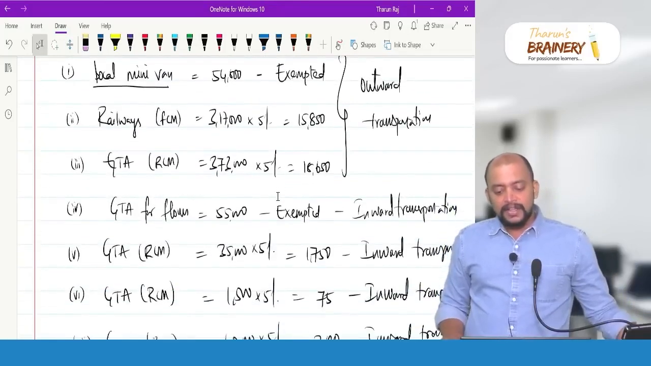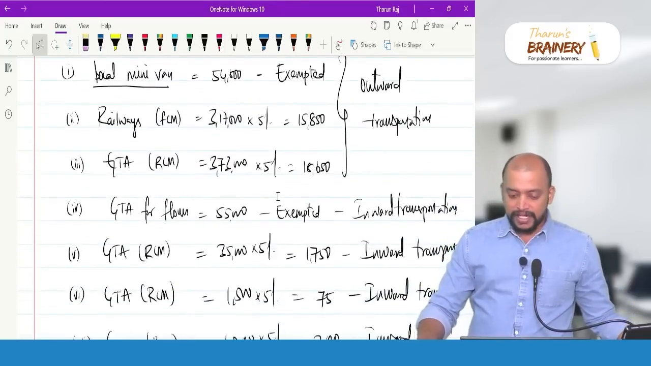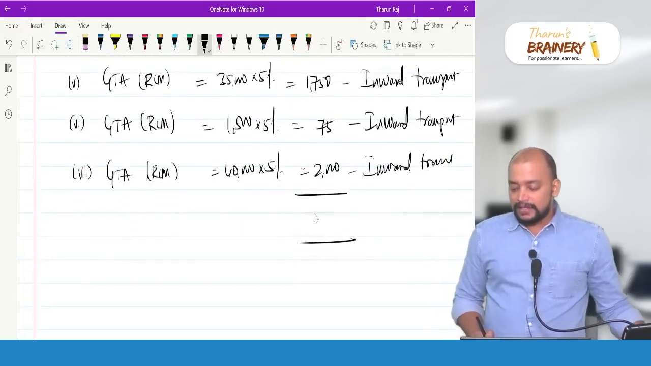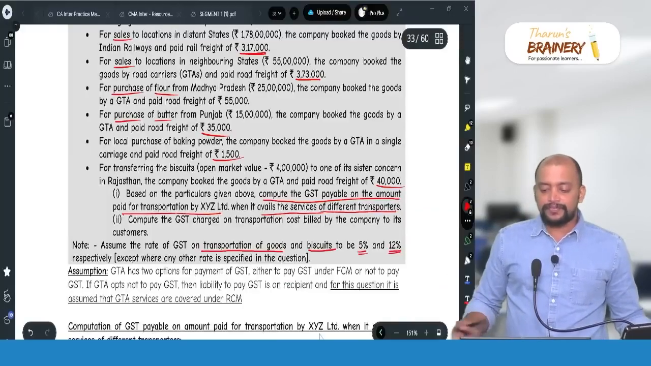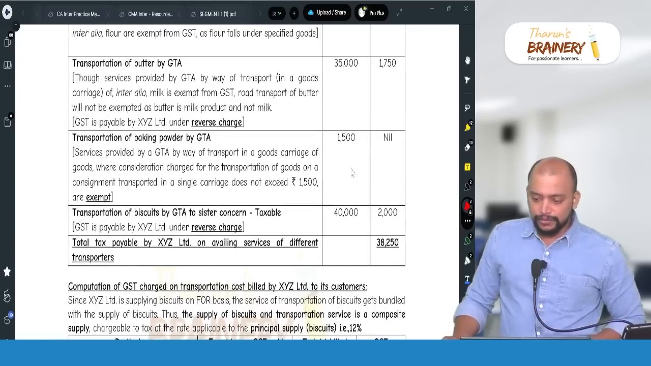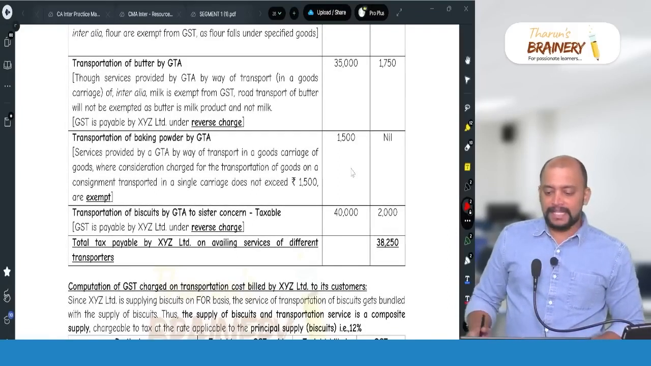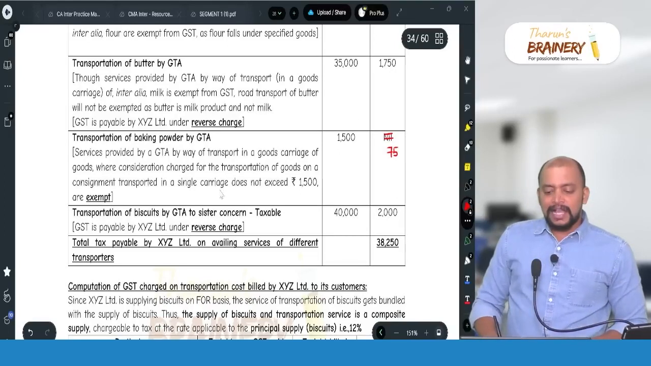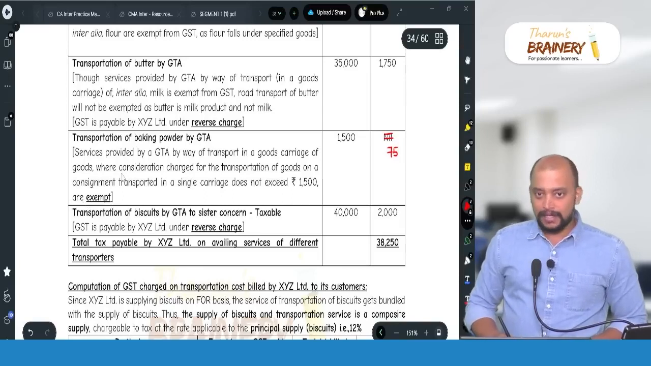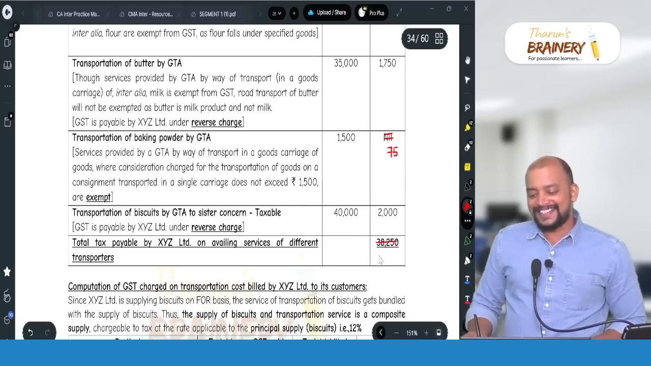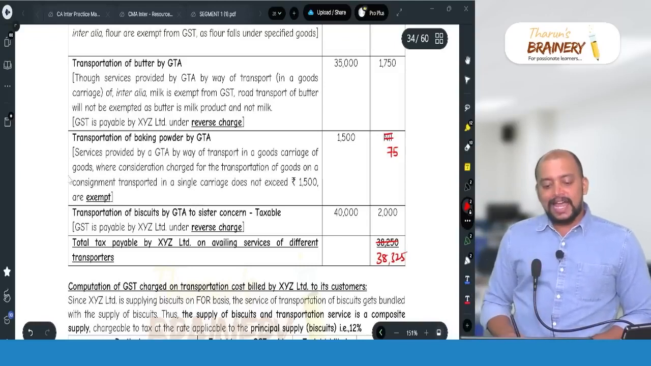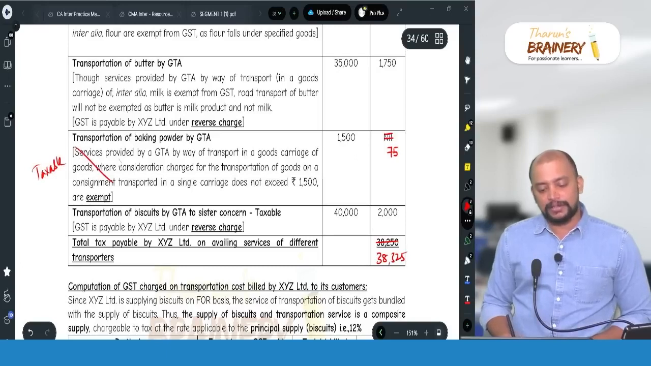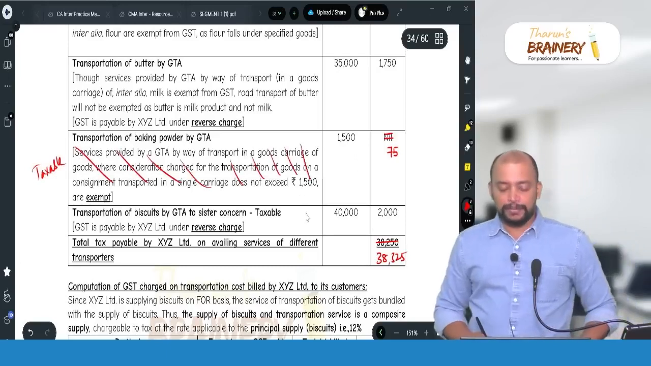Now we need to total this GST on freight. That is the first question they have asked. 15,850 plus 18,650 plus 1,750 plus 75 plus 2,000, 38,325. This is amended. So in this case, actually 75 will come. There is an amendment here, and in your book it is correct. 38,325 should be taken. So because there is an amendment in this case, this will become taxable. Because this exemption is not available now.